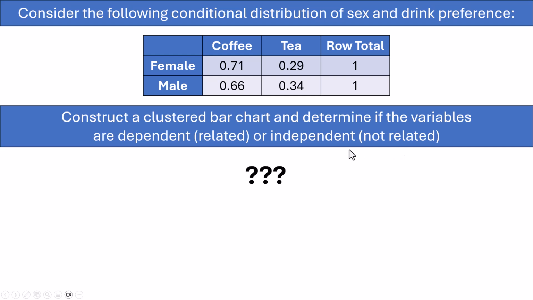Recall that when you are creating a clustered bar graph, the response variable, which in this case is going to be drink preference as coffee or tea, will be represented on your horizontal axis, and you're going to be clustering the bars based on your explanatory variable, which in this case is sex. So go ahead and give that a try.